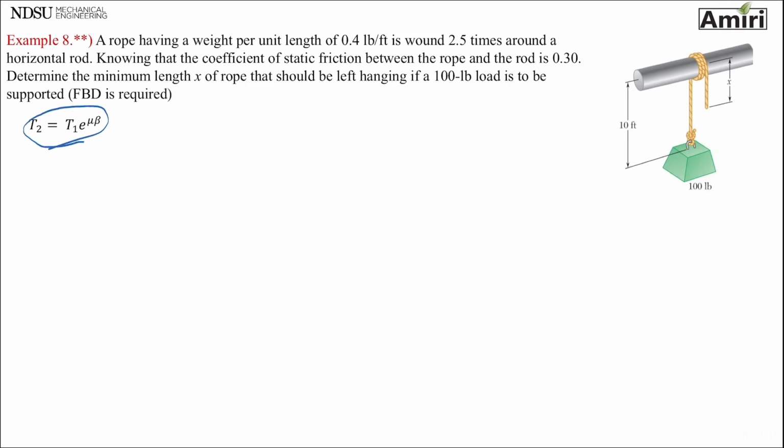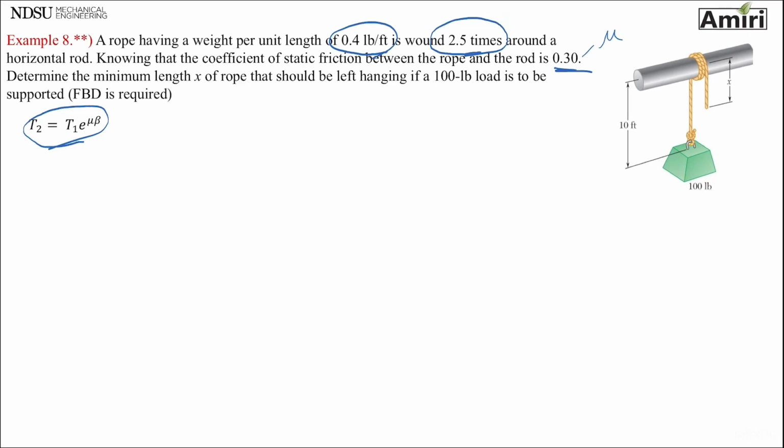Let's look at this problem. A rope having a weight per unit length of this much is wound 2.5 times, that's important for us, around the horizontal rod, knowing that the coefficient of static friction is this much, mu. Find the minimum length X of rope that should be left hanging if a 100-pound load is to be supported. All right, so let's see.